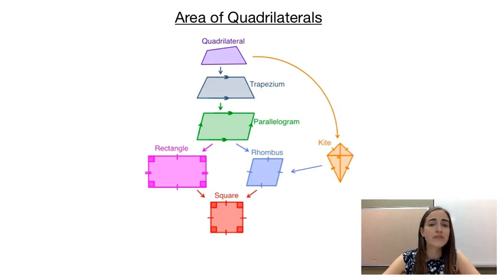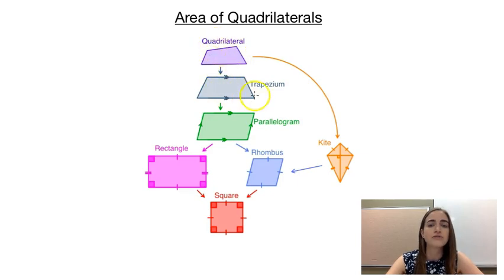In this video, I want to have a look at finding the area of different quadrilaterals. So we're already pretty familiar with finding the area of a rectangle and a square, but I wanted to have a look at some of these other ones. So this here is what I call our family tree of quadrilaterals. So any four-sided shape is called a quadrilateral, and depending on what it is, they have different properties and we can use different rules to find their areas.